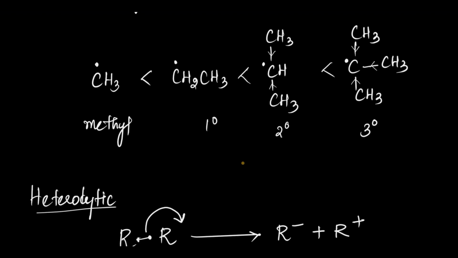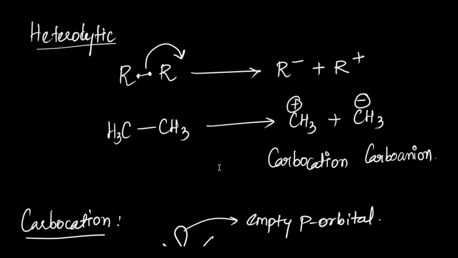And talking about the stability, a tertiary carbon free radical is more stable because it has 3 alkyl groups, and then secondary, and then primary, and then methyl. These alkyl groups are considered electron donating groups. As I told you, free radicals are electron deficient, so alkyls are giving electrons, which makes it stable.